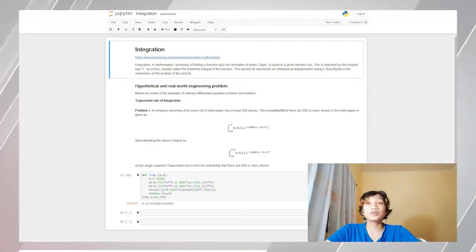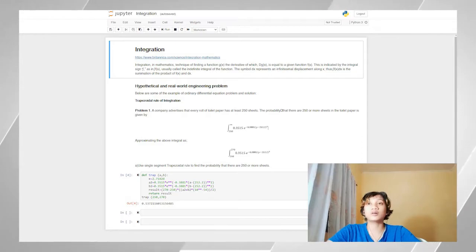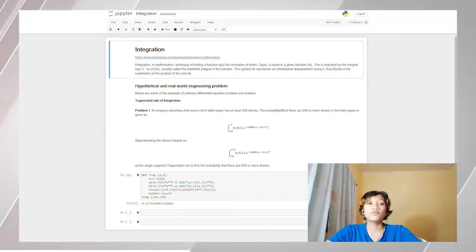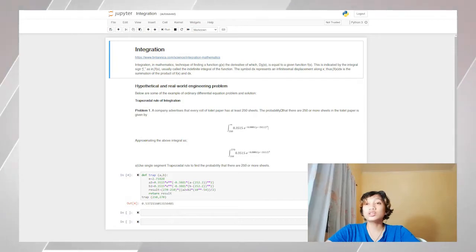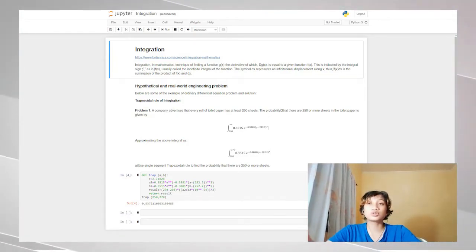So for the first step, type the problem in the markdown cells. Next, type the code in the code cells. Define the function and input the variables of the given problem. Type the solution to the problem as well and return the answer or the value.